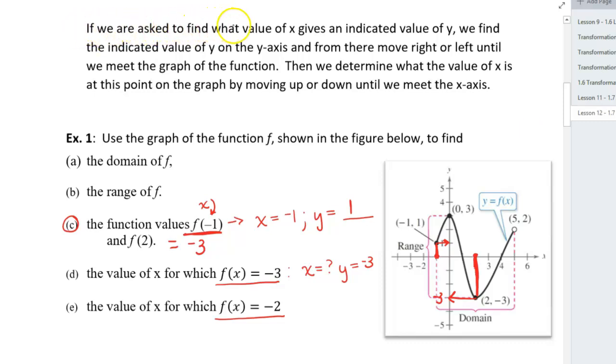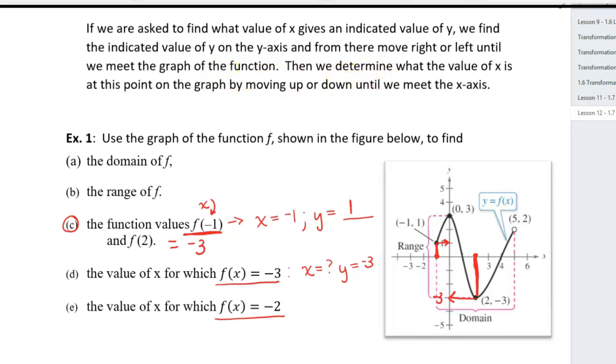If we are asked to find what value of x gives an indicated value of y, we find the indicated value of y on the y-axis, and from there move left or right until we meet the graph of the function. Then we determine what the value of x is at this point on the graph by moving up or down until we meet the x-axis.